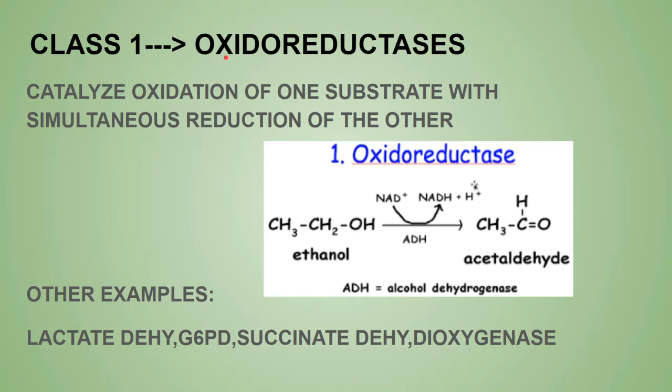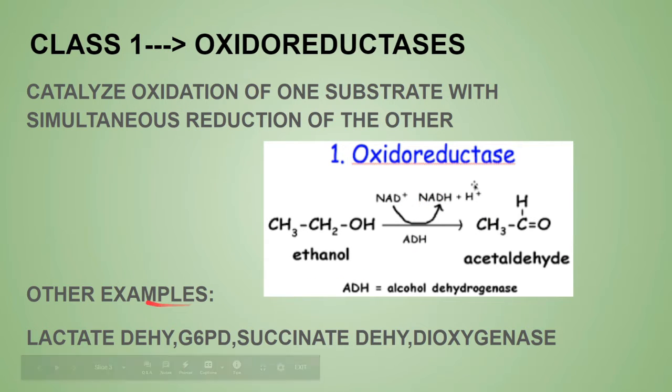As the name says, oxidoreductases will do oxidation and reduction, that means they catalyze oxidation of one substrate with the simultaneous reduction of the other, or we can say the coenzyme. Over here, as you can see in this example, ethanol, or the alcohol, in the presence of the enzyme ADH, alcohol dehydrogenase, will undergo oxidation and form acetaldehyde. Here the ethanol is undergoing dehydrogenation or oxidation, while the NAD coenzyme is undergoing reduction and forming NADH, in the presence of ADH.